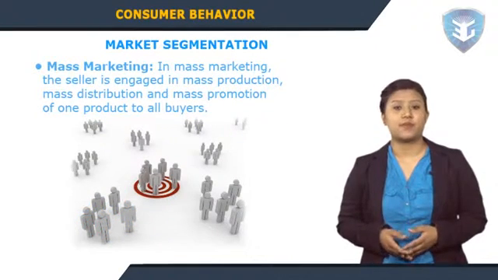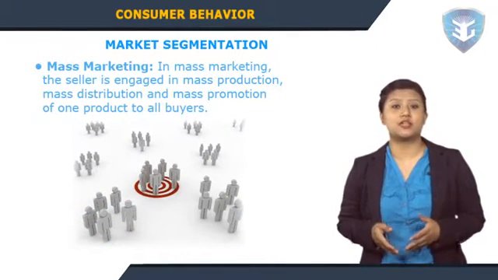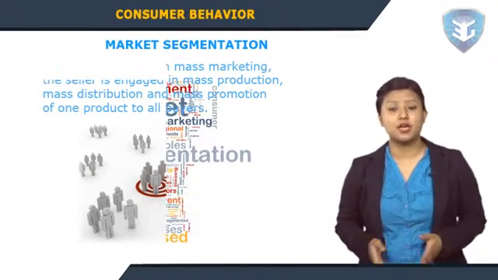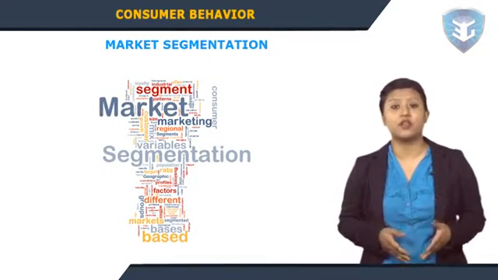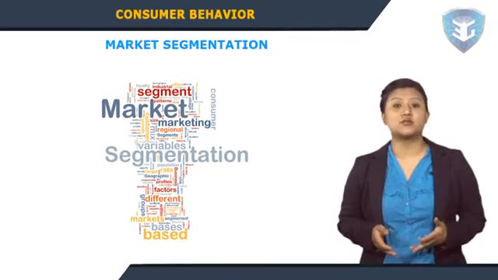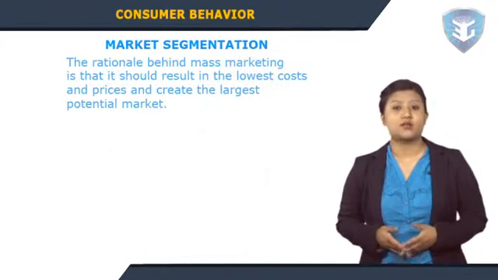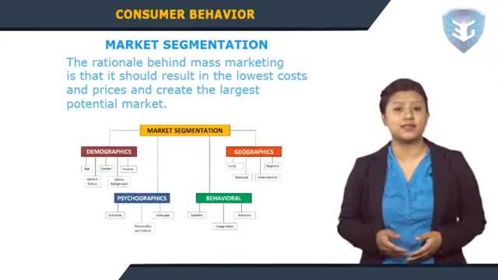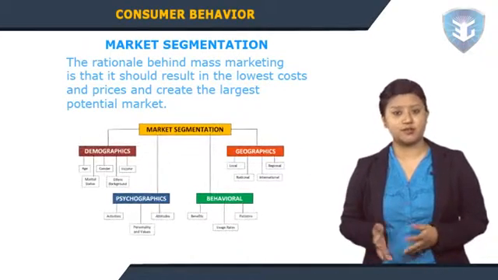Mass marketing. In mass marketing, the seller is engaged in mass production, mass distribution, and mass promotion of one product to all buyers. Initially, one toothpaste or chlorophyll for the whole market, expecting it would appeal to everyone. The rationale behind mass marketing is that it should result in the lowest costs and prices and create the largest potential market.